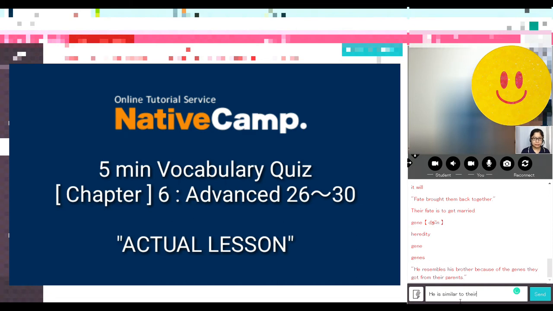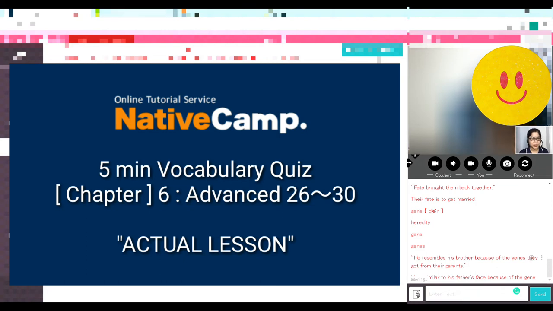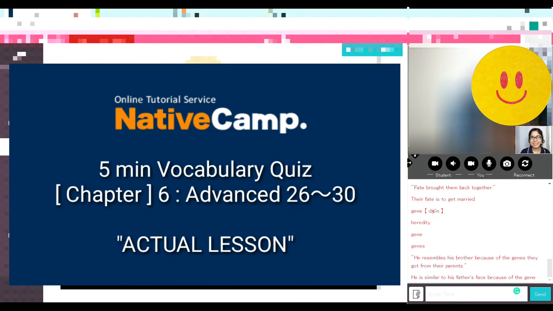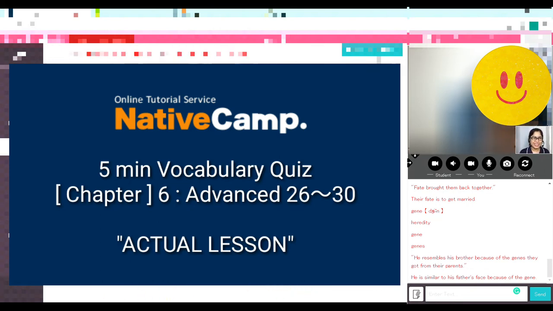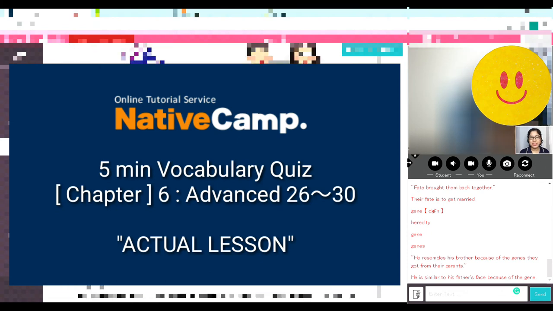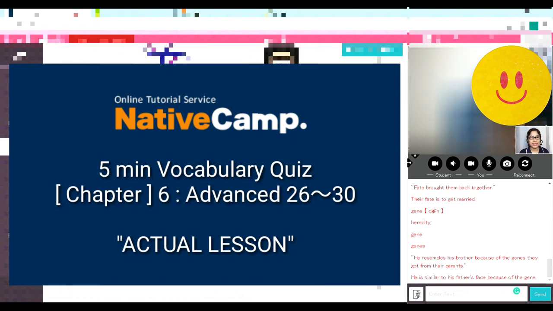He is similar to his father's face because of the gene. Very good. Now we are done with this word. Let's move on to the next word. So far, do you have any questions? Not so far. Okay. So, let's go to vocabulary number 29.